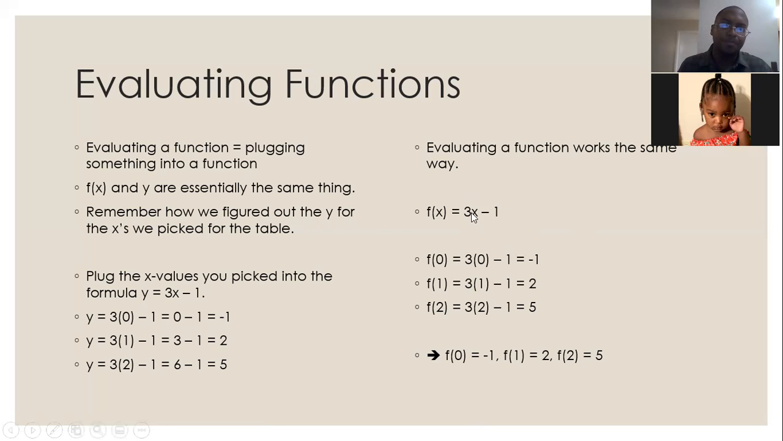But I want you to notice the notation. It's f of x equals 3x minus 1. f of 0 equals 3 times 0 minus 1. So I'm substituting 0 for x. My calculator will do most of that. 0 minus 1 is negative 1. It helps to have a calculator, guys.